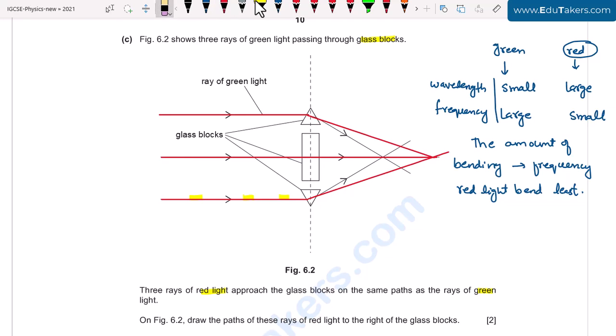So we have drawn the path for these rays through the glass block. We also have placed arrows here to show the direction of rays. At that point, both rays intersect each other.